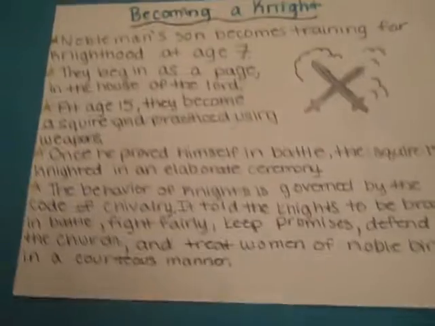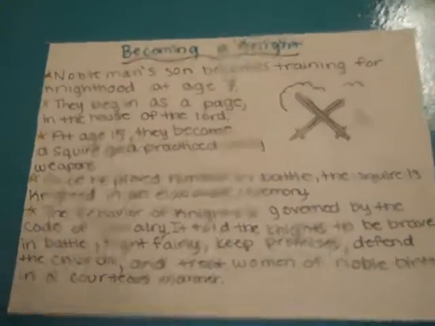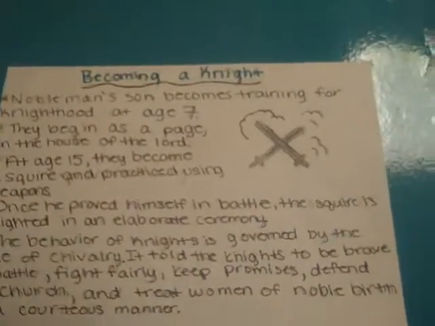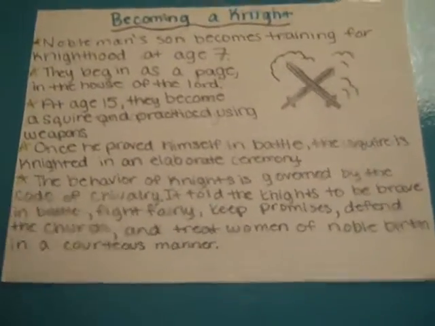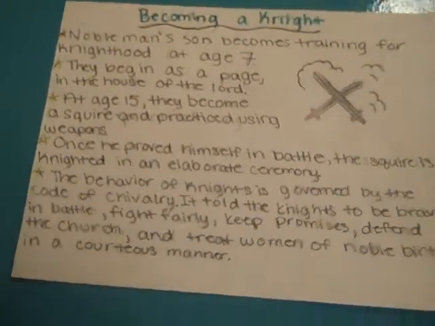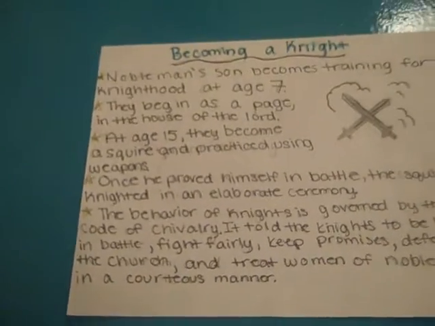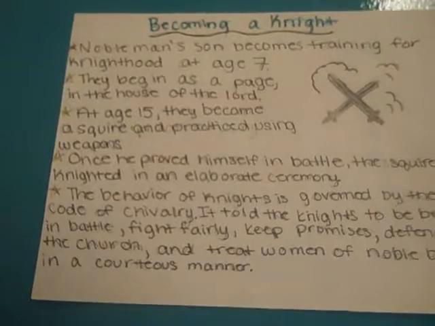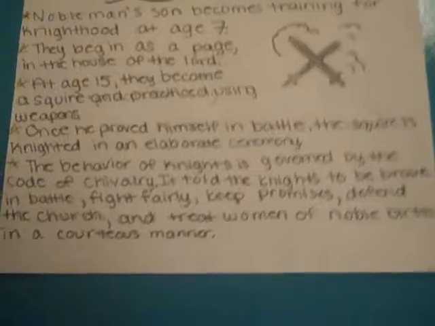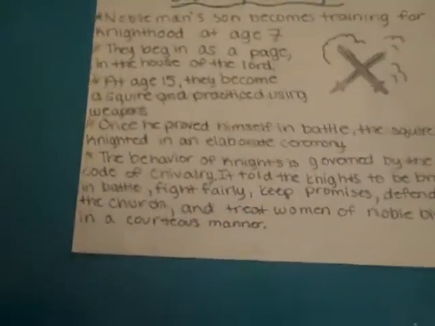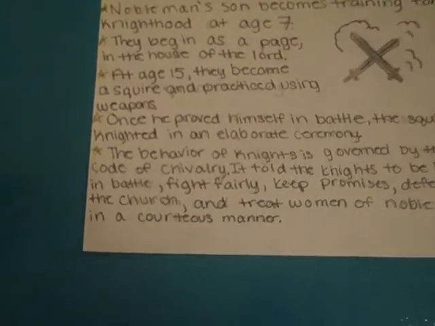Becoming a knight. A nobleman's son begins training for knighthood at age 7. He begins as a page in the house of the lord. At age 15, he becomes a squire and practices using weapons. Once he proved himself in battle, the squire is knighted in an elaborate ceremony. The behavior of knights is governed by the code of chivalry. It told knights to be brave in battle, fight fairly, keep promises, defend the church, and treat women of noble birth in a courteous manner.